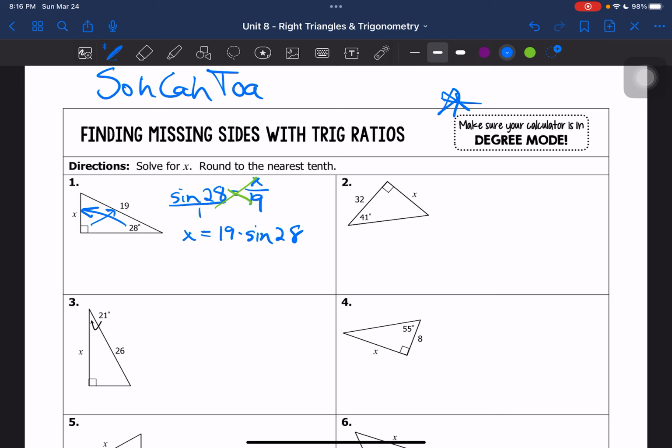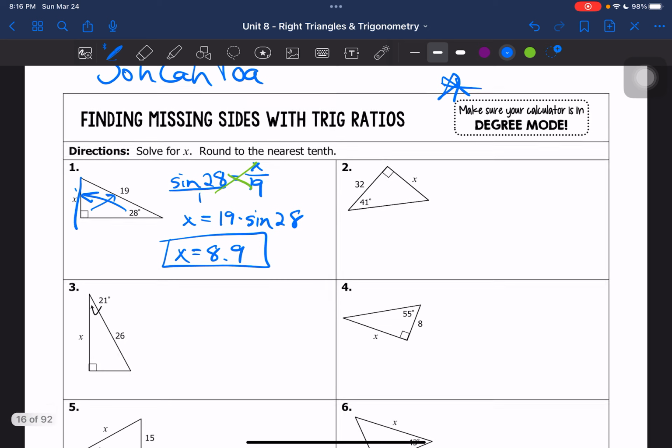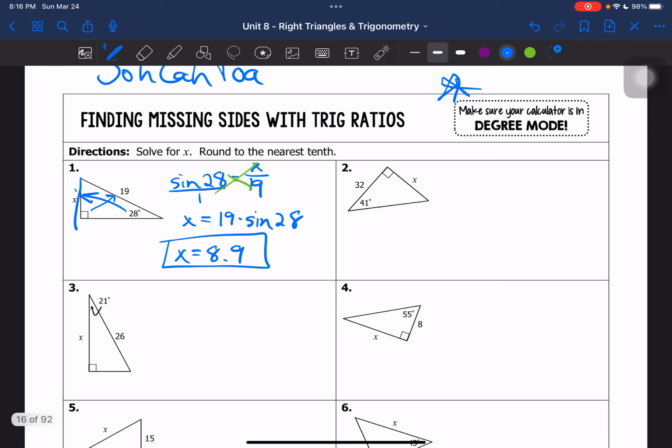So basically now we just type this into our calculator, and it's going to give us a long decimal, and we want to round that to the nearest tenth, which means one spot after the decimal. So when we do that, we would end up with 8.9, and that's what this side length would measure, 8.9. So that's our answer there. Now let's look at number 2.